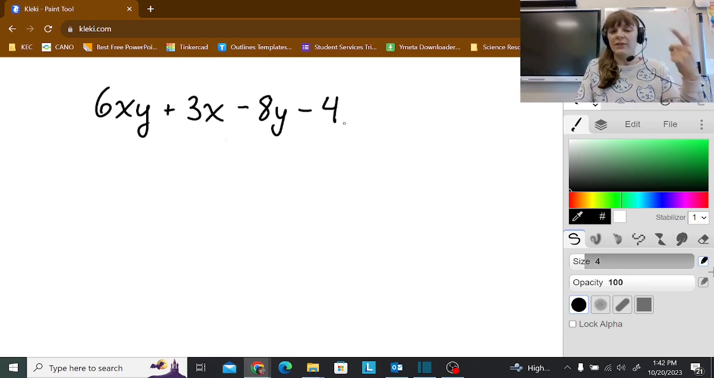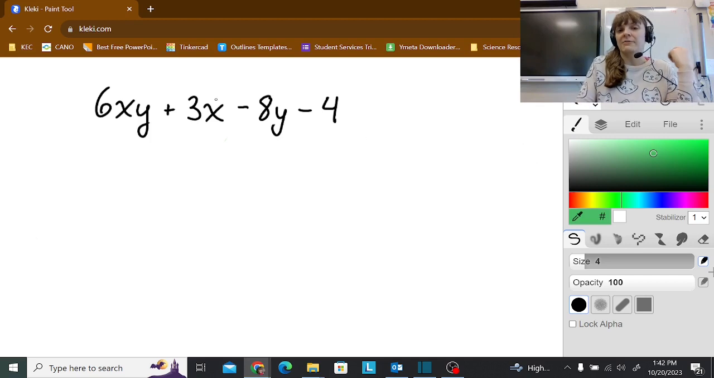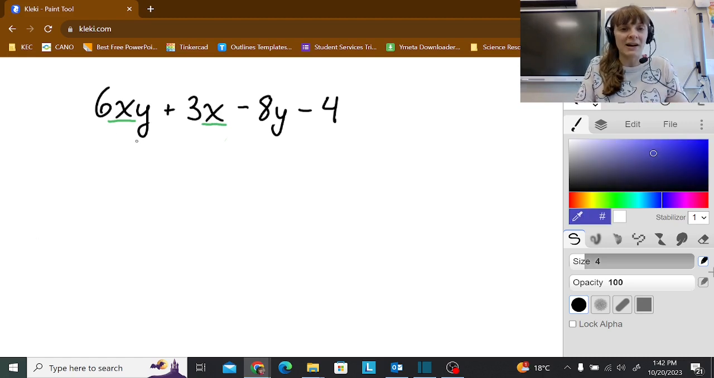The first thing that we are going to do when we look at something like this is identify what variables we have. So we have two different variables. We have our x, that I'm going to underline here in green, and then we have our y, which I'm going to underline here in blue. So we have two different variables here, x and y.